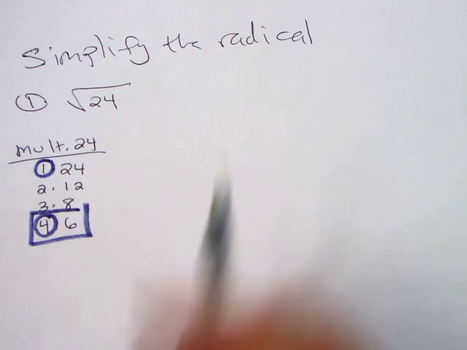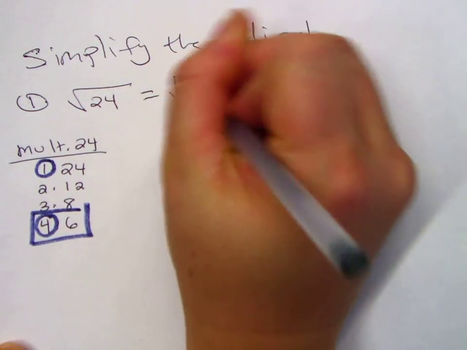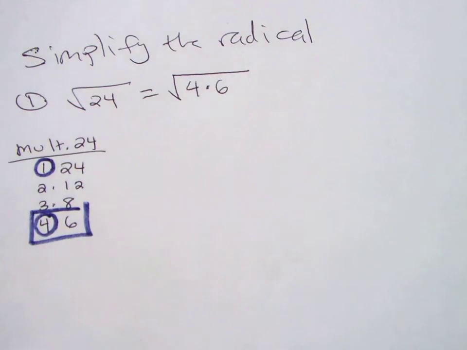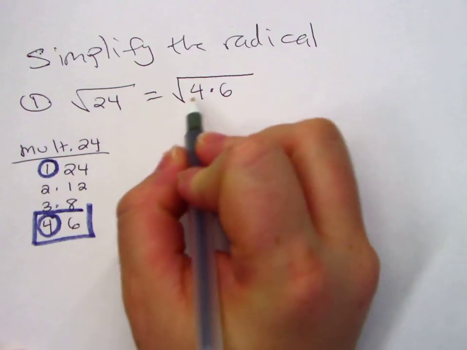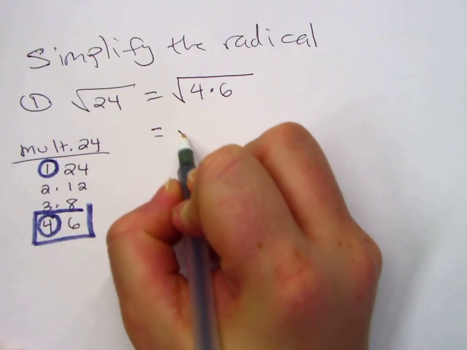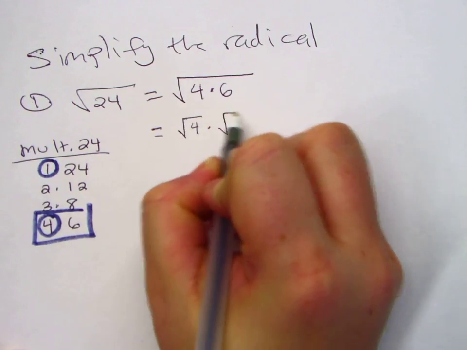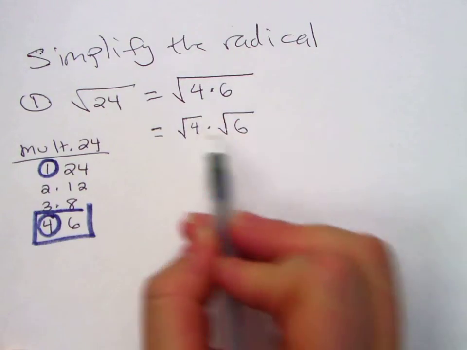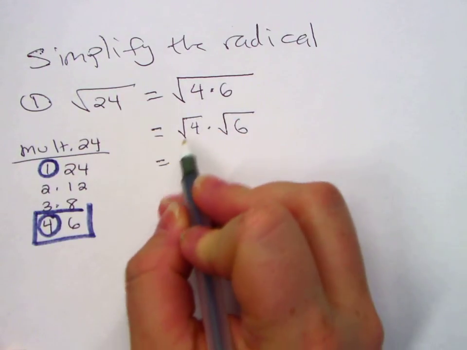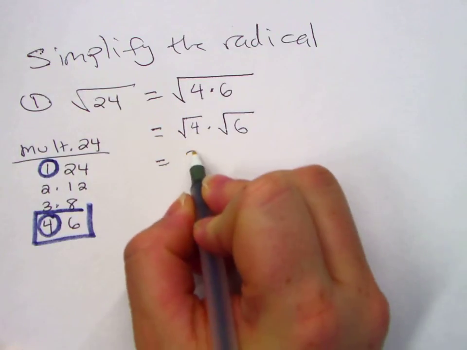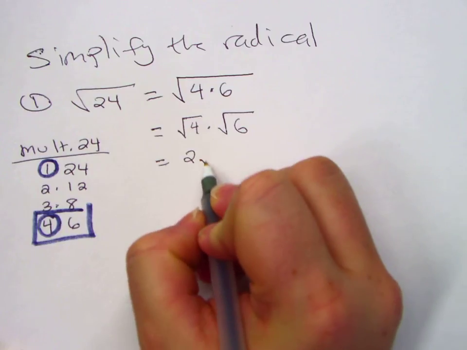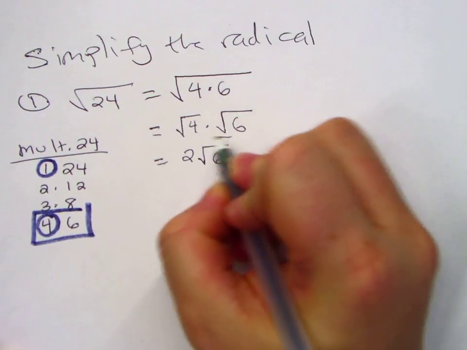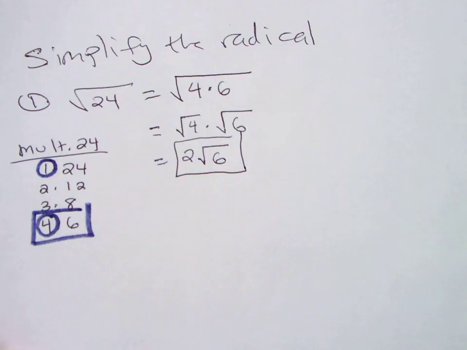So we're going to rewrite 24 as 4 times 6. Now, one of the properties of radicals is we're allowed to break this up. So I'm allowed to write this as radical 4 times radical 6. Each one of those numbers can have its own square root. Now, do you know the square root of 4? Yeah, it's 2. So I'm going to write 2. Do you know the square root of 6? No, it's some disgusting decimal. All right, and so that's your answer. 2 radical 6 is the simplified version of radical 24.